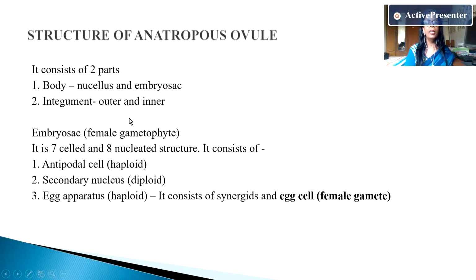See here, the structure of anatropous ovule, just now I told you, it consists of mainly two parts. Body means nucellus and embryo sac, and the integuments, outer and inner one. Embryo sac is otherwise known as female gametophyte. It is 7-celled and 8-nucleated structure. It consists of antipodal cells haploid, secondary nucleus diploid, egg apparatus haploid. It consists of synergids and egg cell. Egg cell is the female gamete.